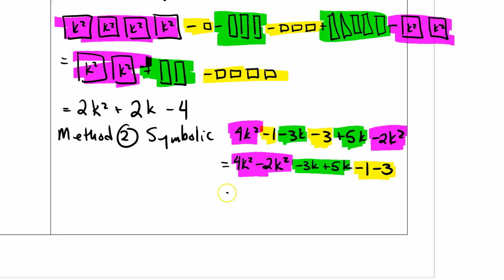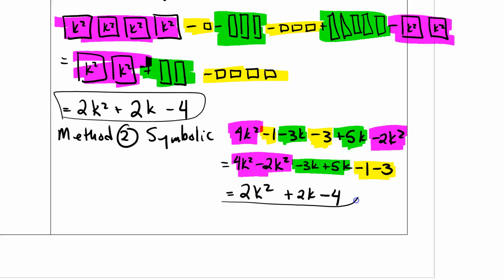So now I'm just going to simplify here. 4k squared minus 2k squared, well I have 2k squareds. Negative 3k plus 5k is going to be plus 2k, because I'm just adding the coefficients and subtracting as need be. Negative 1 minus 3 is negative 4. And that is the exact same answer as found in method 1.